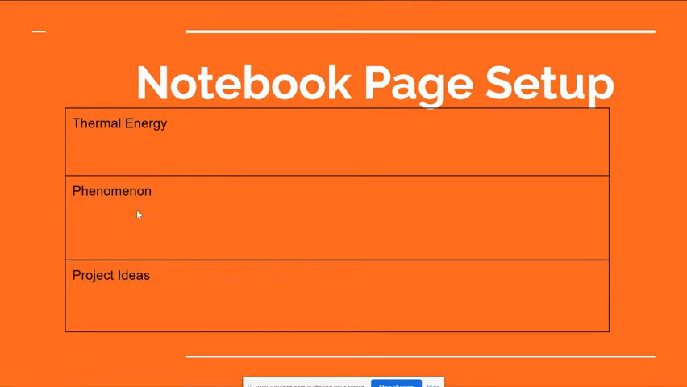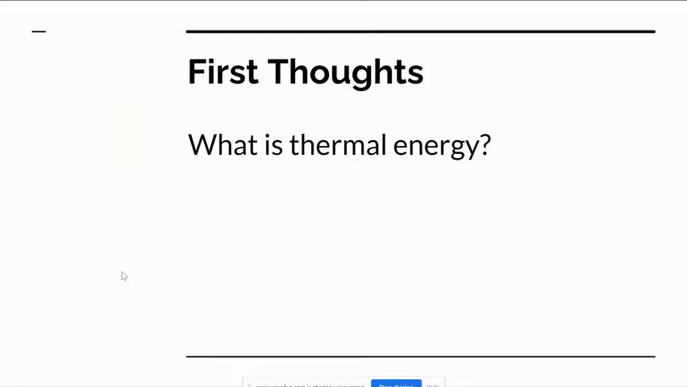We're going to do a phenomenon or a real world event, and then you're going to start writing down some ideas for your project or your hydro flask that you are going to make. So what I want you to do is take 30 seconds and write down what you think thermal energy is, what are some examples, where is it used. So go ahead and press pause on the video and record your thoughts for about 30 seconds and then press continue.